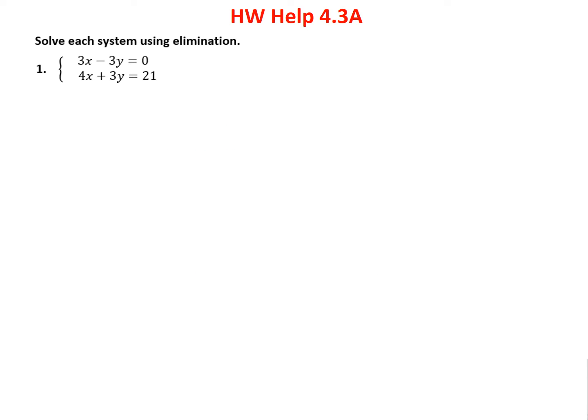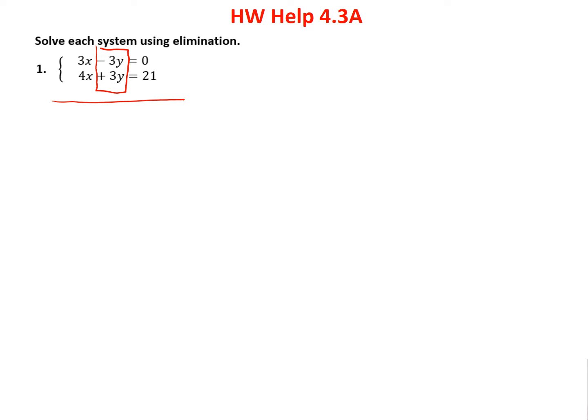Problem 1 asks us to solve the system of equations by elimination. Remember, we're always looking to line up one variable that has coefficients plus and minus so they will be eliminated. This happens to be a baby bear problem, as I call it, because the 3y and the negative 3y are already set up for us. So all we have to do is add these two equations together.